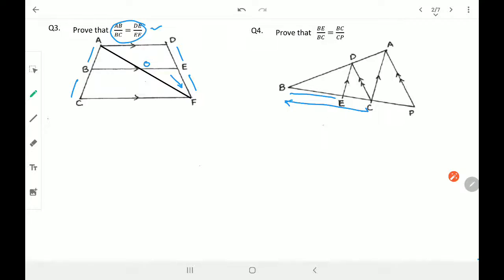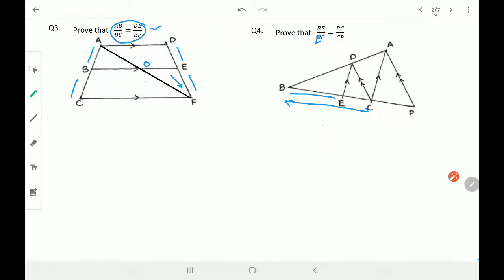BC upon CP. BE upon EC it is supposed to be. Okay, I'll just make that simple change there. But anyway, once I do it, you will come to know. I think it is supposed to be EC. Please make that required change there. BE upon EC is equals to BC upon CP. Okay, that's it. Let's start understanding.